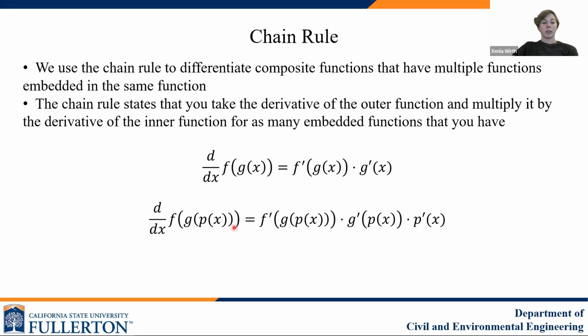If you have two functions embedded in f of x, then you have to do that multiple times. Derivative of the outermost function first, kind of like an onion, you go in. Derivative of the outermost function first, and you keep the inner functions where they are, you don't change them, plus the derivative of the second outermost function, and you keep p of x, times the derivative of p of x. So you have three things multiplied together here.